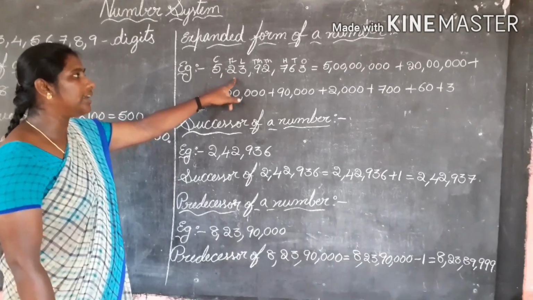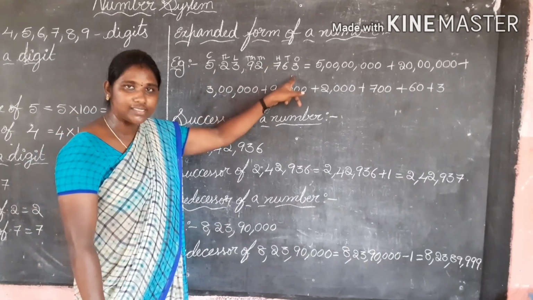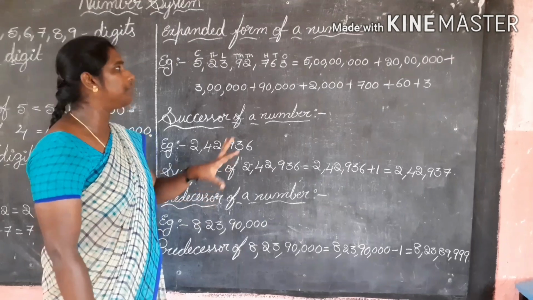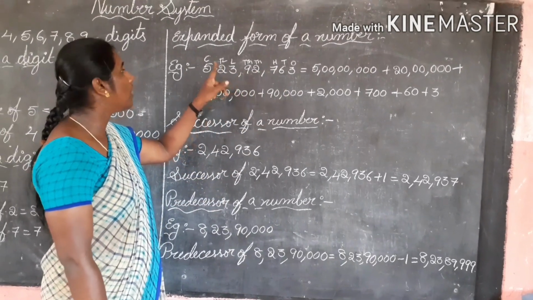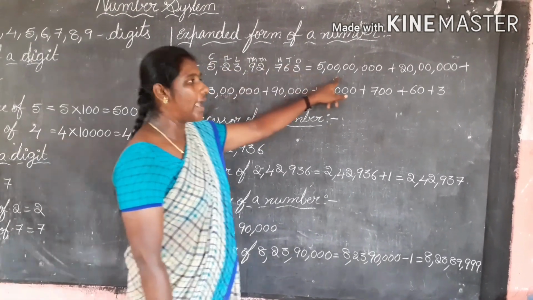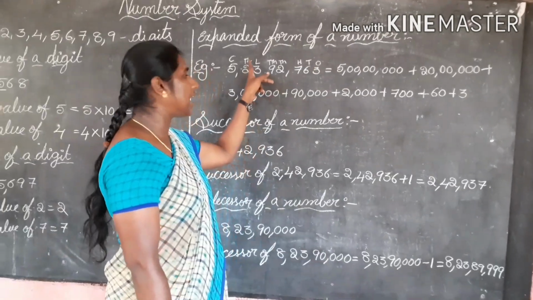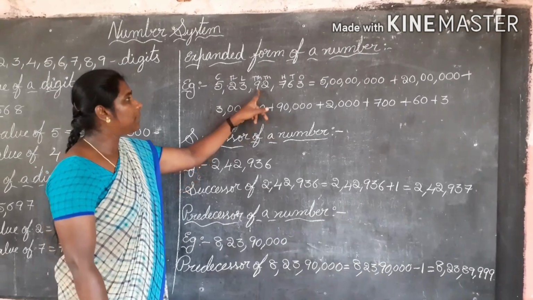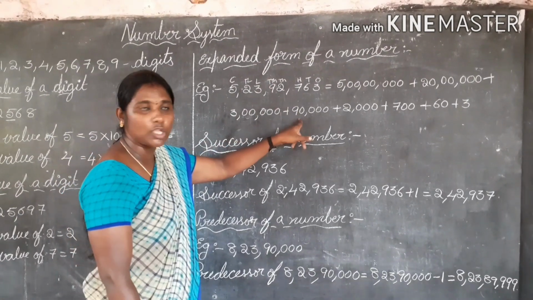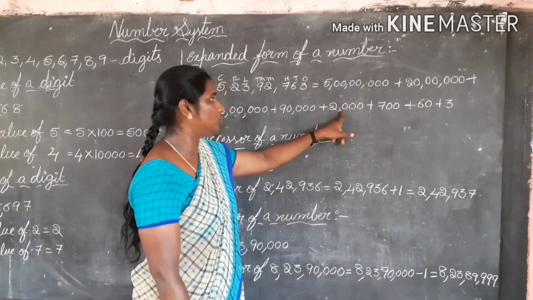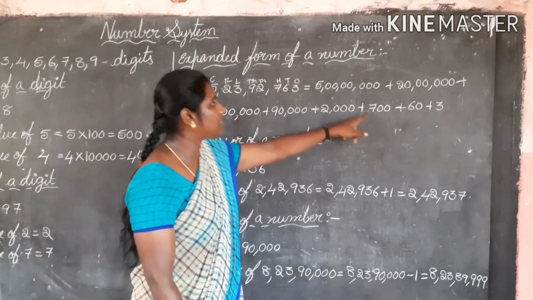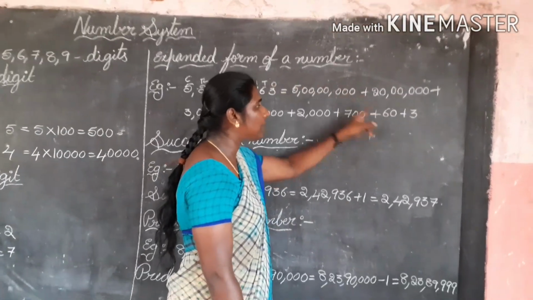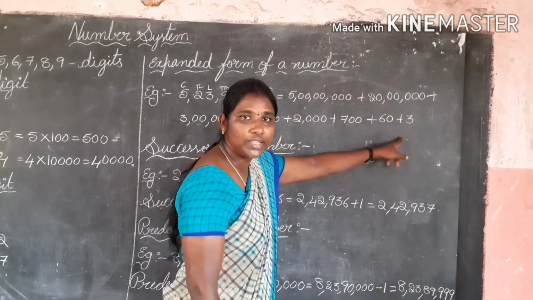Here, 5 crore 23 lakh 92,763. How do we expand this number? Based on its place values. 5 is in the crores place, 5 crores, plus 2 is in the 10 lakhs place, 20 lakhs, plus 3 is in the lakhs place, 3 lakh, plus 9 is in the 10,000s place, 90,000, 2 is in the thousands place, 2,000, 7 is in the hundreds place, 700, 6 is in the tens place, 60, 3 is in the ones place, 3.